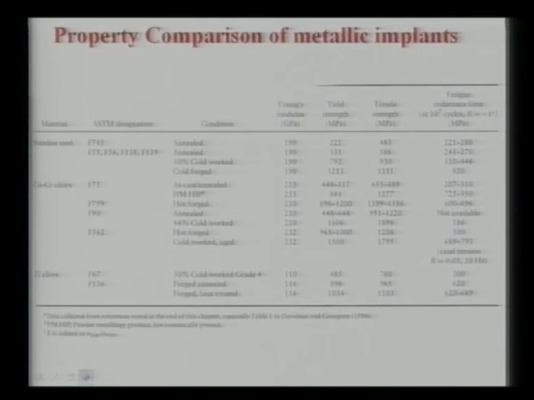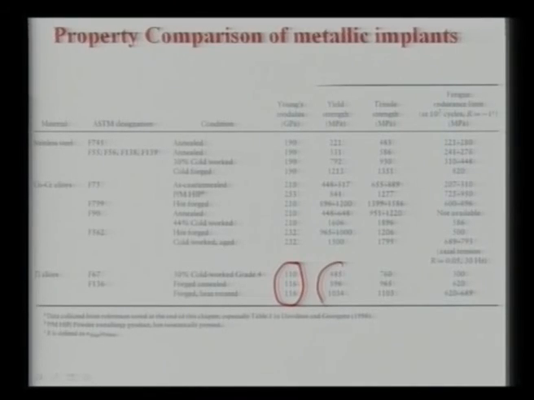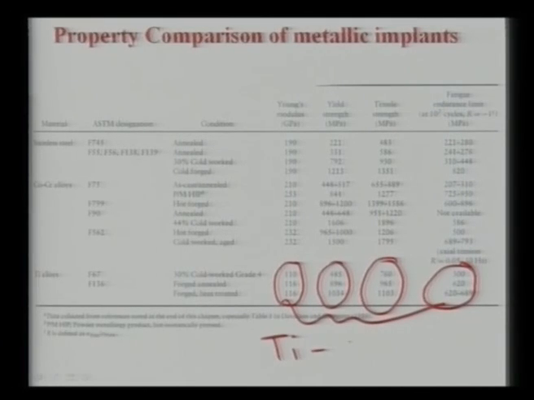This is a property comparison of some metallic implants, where you start with some commercial grades of stainless steel, cobalt chrome alloys as well as titanium alloys. What you can see is that the titanium alloys have an elastic modulus much below that of the stainless steel or cobalt chrome moly alloys. It has a good yield strength as well as good tensile strength, and also a good fatigue limit. Now, all this combination of properties makes titanium the most attractive material from the biomedical point of view.